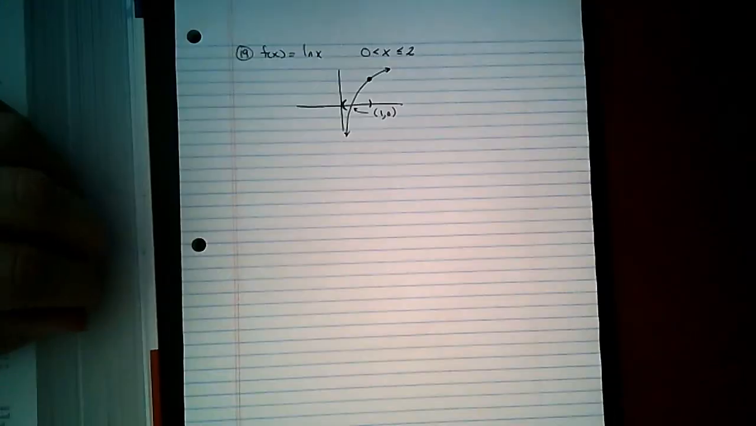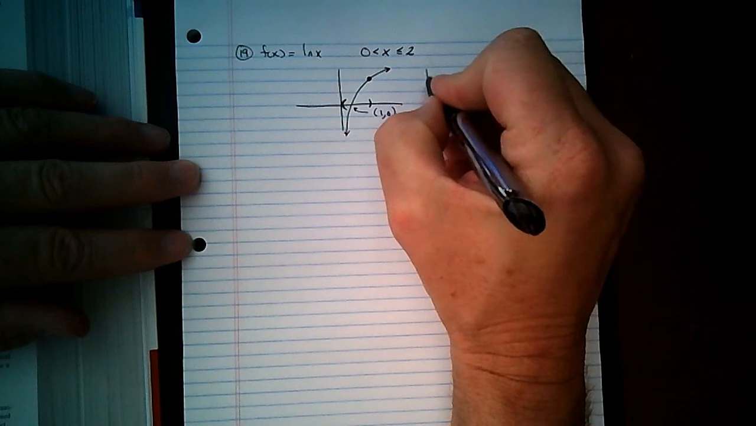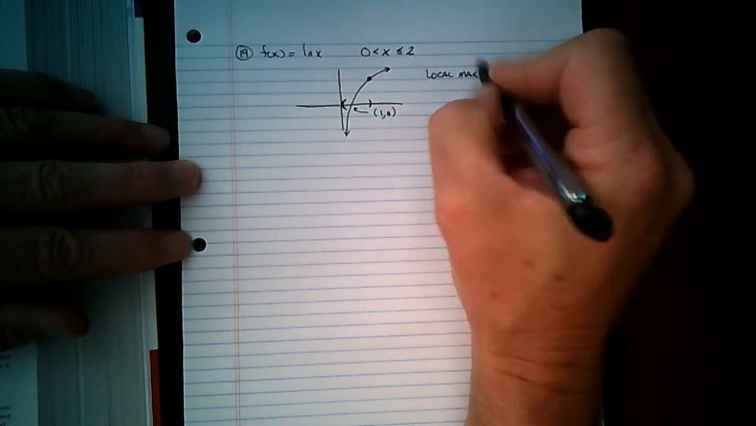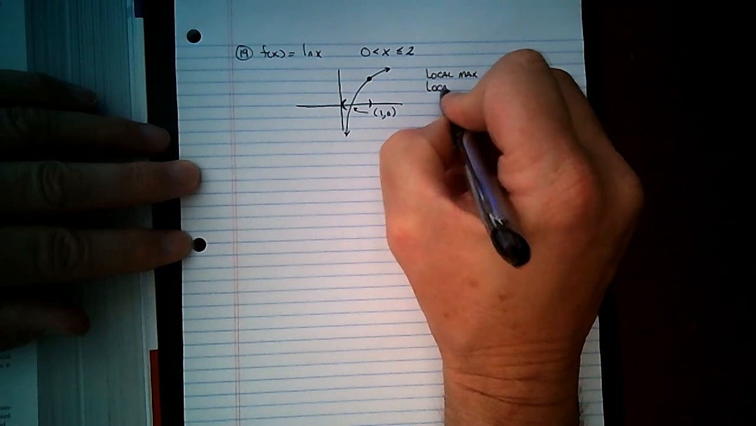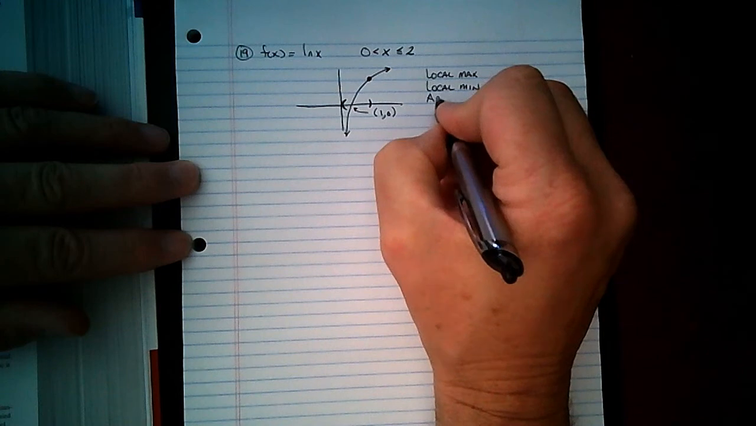Maybe this is going to be better. So what are we supposed to do? We're supposed to answer questions. Is there a local max? Is there a local min? Is there an absolute max?